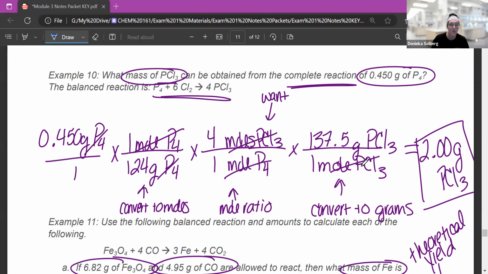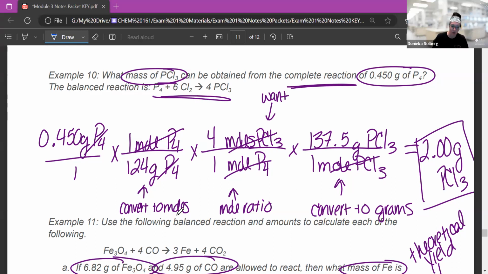So this time, 1 mole of PCl3 is, the number goes on top, 137.5 grams of PCl3. So then when I type this into my calculator, I do 0.450 divided by 124, times 4 times 137.5, and I get 2.00 grams of PCl3. That is how much I should make. That is my theoretical yield, is another word for it. That is how you're going to do your stoichiometry.